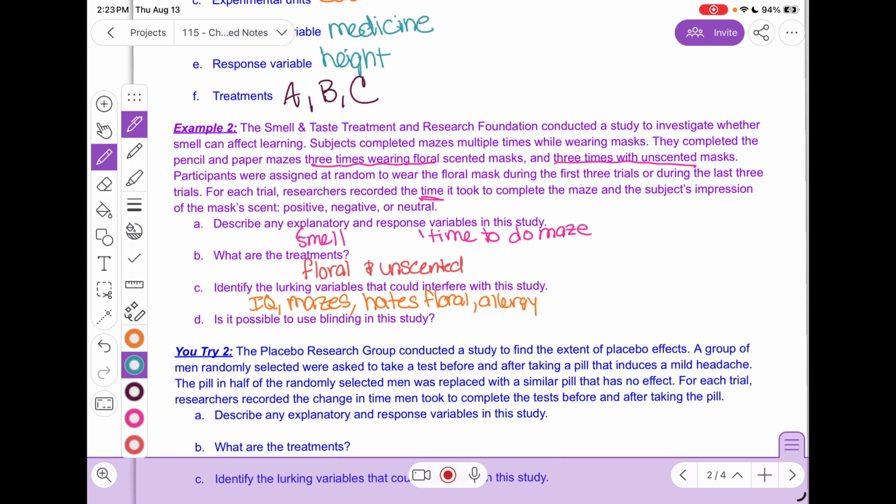Is it possible to use blinding? I'm going to say for the subjects, no. They definitely are going to know whether they can smell something or not. For the researcher, yes. The person doing the timing doesn't need to know which mask they have. Like the person with the timer doesn't know if they have a scented mask or not. But the person with the mask is going to know this is scented or this is not scented. There's no way to hide that.